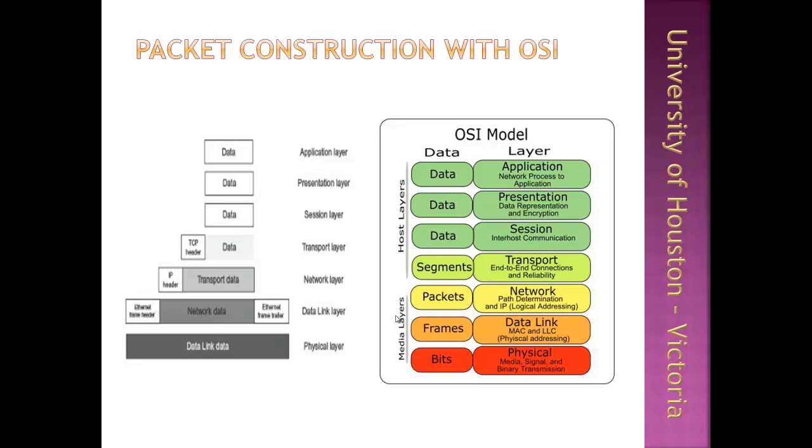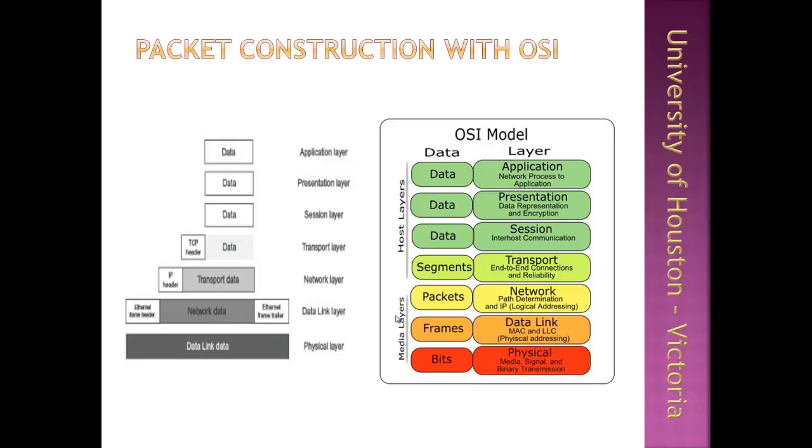And then the network data is going to be sent down to the data link layer, and the data link layer creates the Ethernet frame trailer and Ethernet frame headers, which then essentially will be passed down to the physical layer. And the physical layer basically maintains and sends and receives the 0s and 1s, or the bits and bytes, to the other ends of your communication.